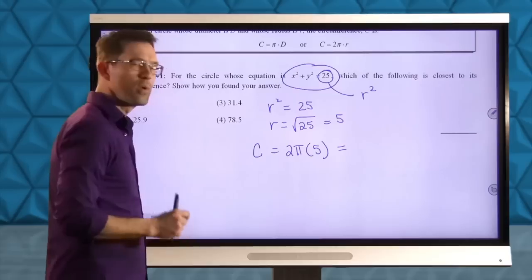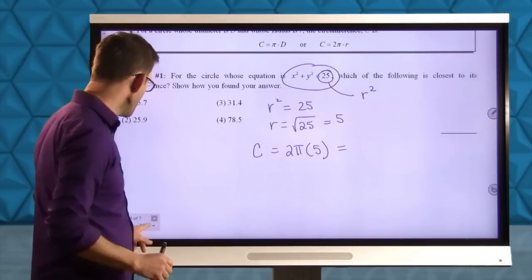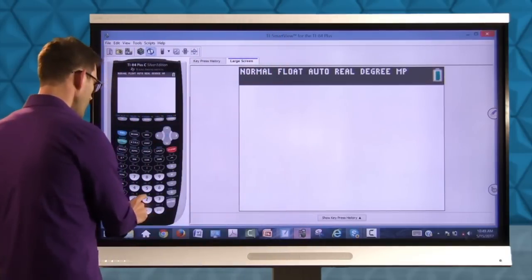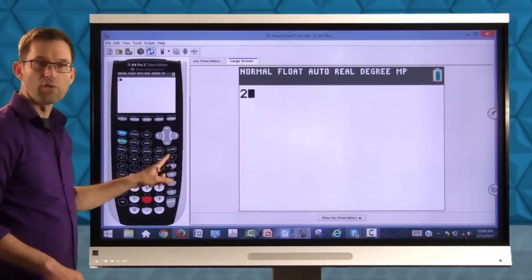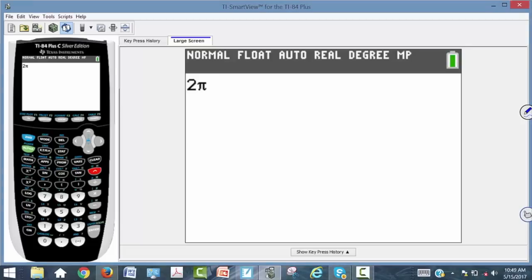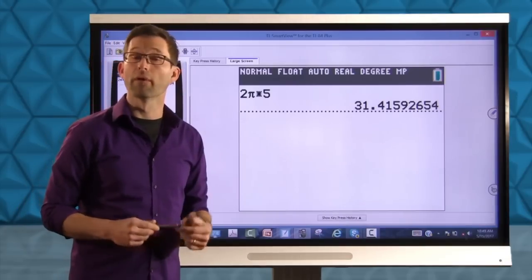And of course, in order to really come up with that answer, we may have to use our calculators. So really quick, let's jump out of here, back into our TI. Simple enough, we can hit 2. The pi button is right up here. All right, we can get my pi, 2 times pi times 5, and we end up having our circumference, 31.4.